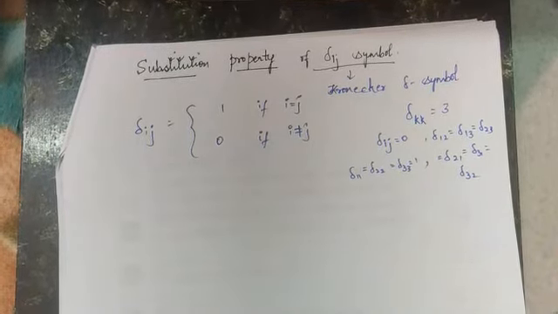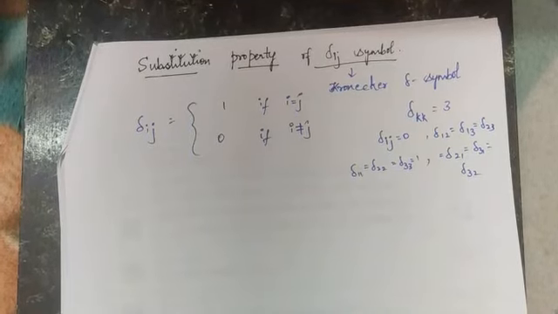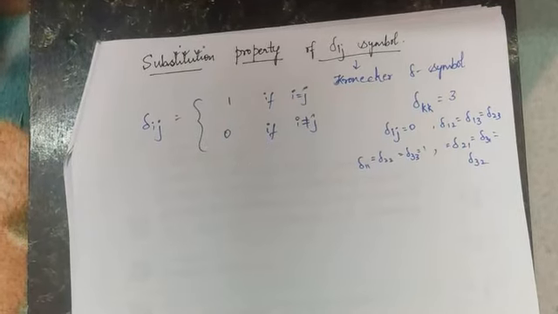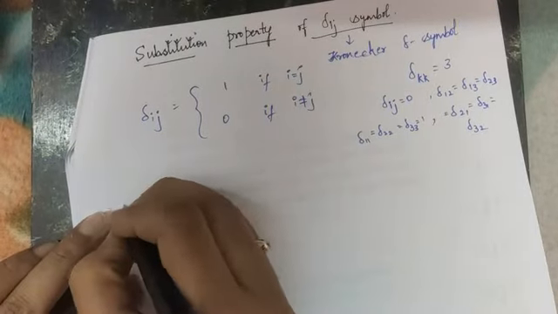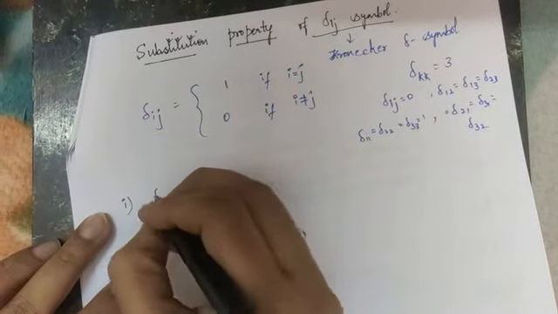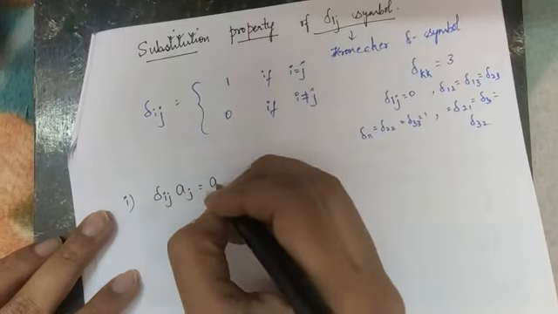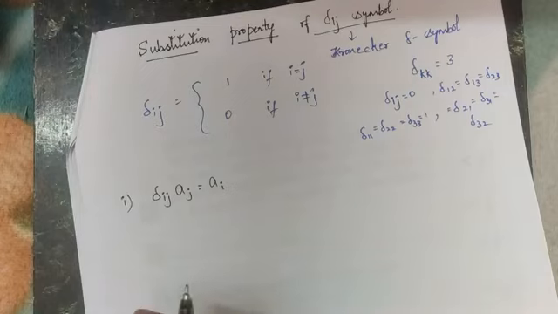So now let us study the properties of this delta symbol, or delta ij symbol, in this session. We have 5 properties under the delta ij symbol. So the first one is delta ij aj is equal to ai. This a is nothing but your vectors. It may be a unit vector.